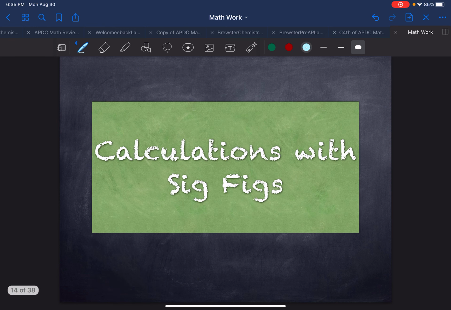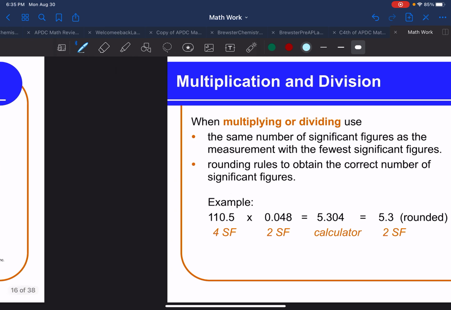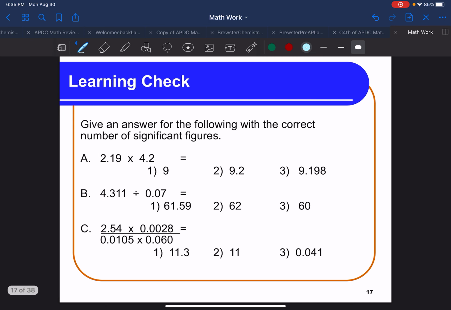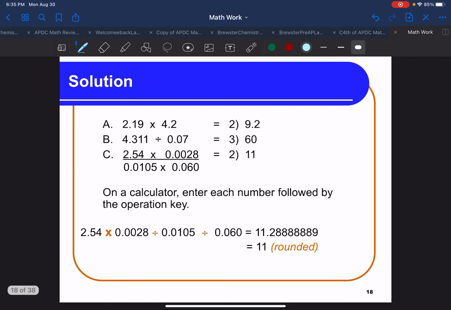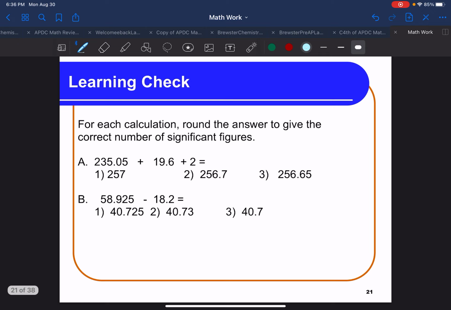Okay, calculations with sig figs. This gets into the rules for it. Basically, if I give you a decimal, you give me a decimal back. And that's what it's going to come down to. Okay? And I'll be looking for your sig figs as they come through on that. These are some rules on addition.